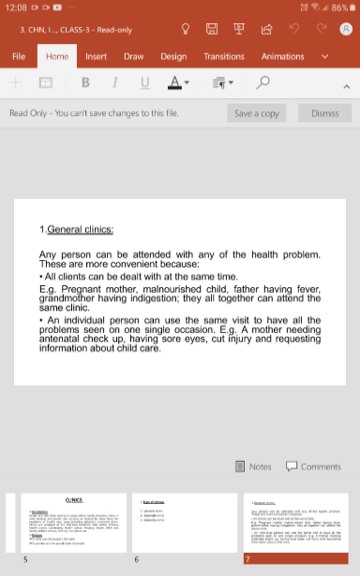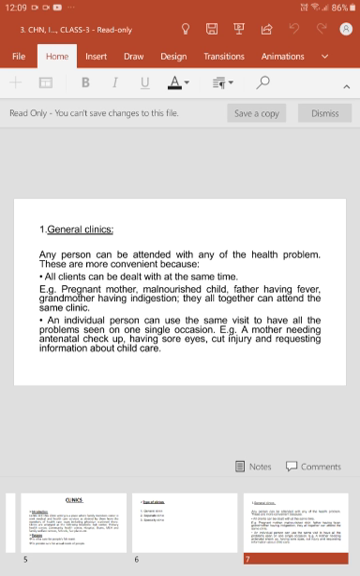So an individual person can use the same visit to have all their problems seen on one single occasion. If family members have other health issues also, at the same time they can visit the clinic. So a mother needing an antenatal checkup, having sore eyes, a cut injury, or requesting information about child care, all the care she needs, they give at one time. They will assess and give the actual treatments for the problem.